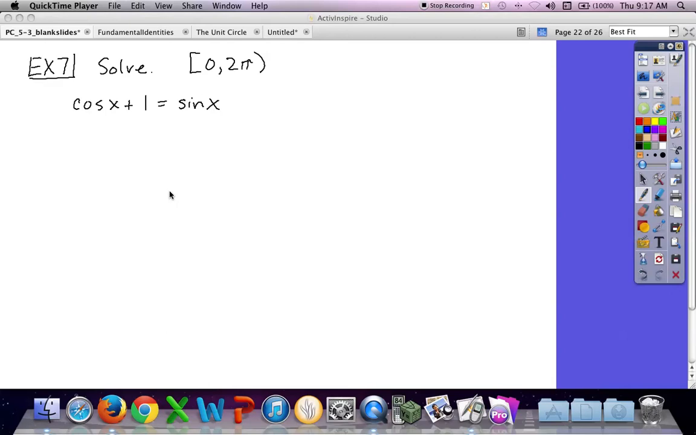Right? So we're going to solve all the solutions between 0 and 2 pi. We've got a mix of trig functions, but do we have substitutions for sine and cosine? Sine to the first and cosine to the first? No, we have them for what? Squared, right? So how can we introduce some squares here so that we can substitute? Yeah, square both sides, right?